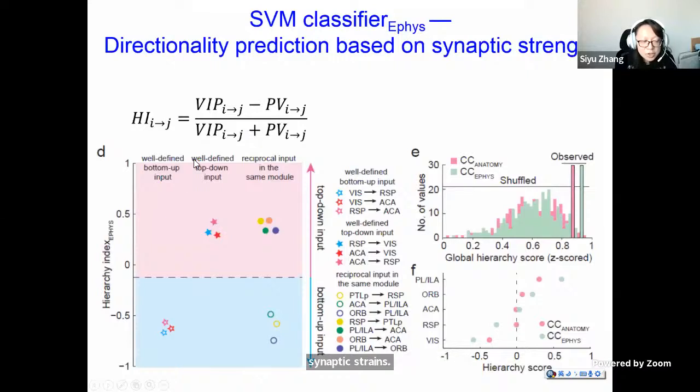We used the same equation as for the anatomic input percentages, and then we trained the classifier IFS using the HIE values of well-defined bottom-up and top-down CC inputs. The dashed line here shows the decision boundary revealed by classifier IFS. It separates the long-range CC inputs into two distinct groups identical to those determined by classifier anatomy.